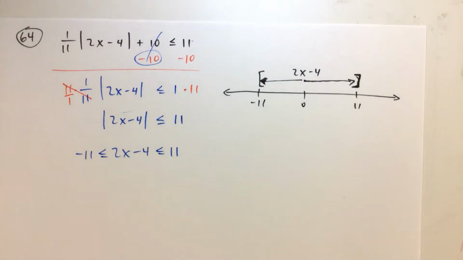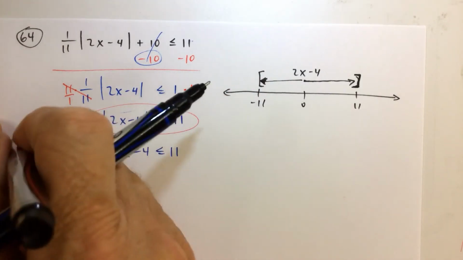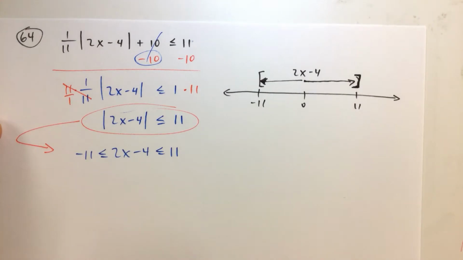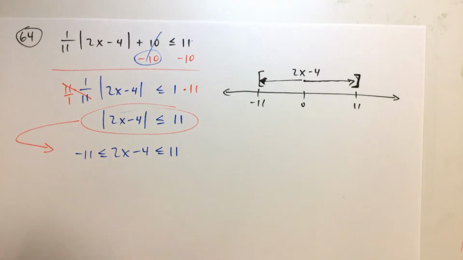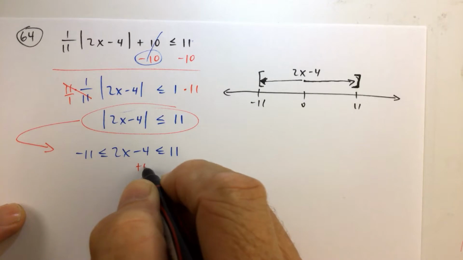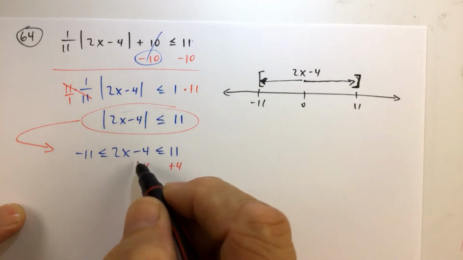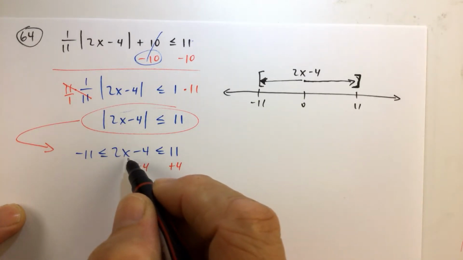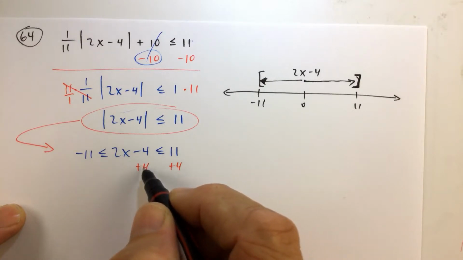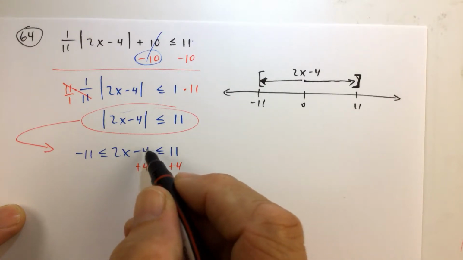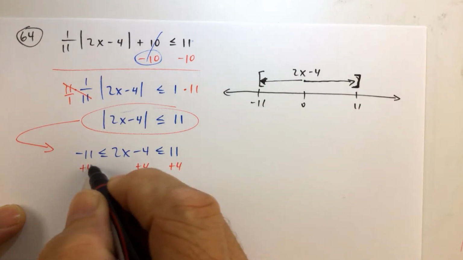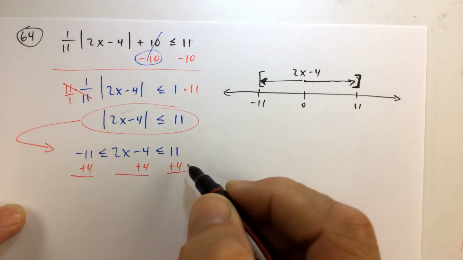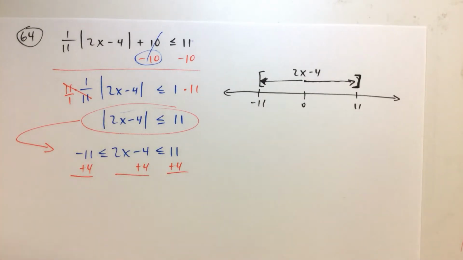So going from this step to this step is a big deal. Notice there are no more absolute value bars here. Now we just have a compound statement that we can easily solve by adding 4. When you add 4 to the middle, because we still want to get x by itself, to get rid of the negative 4, we have to add 4 to the right side, but we also have to add 4 to this one. So basically we're treating this like 2 equations in one.